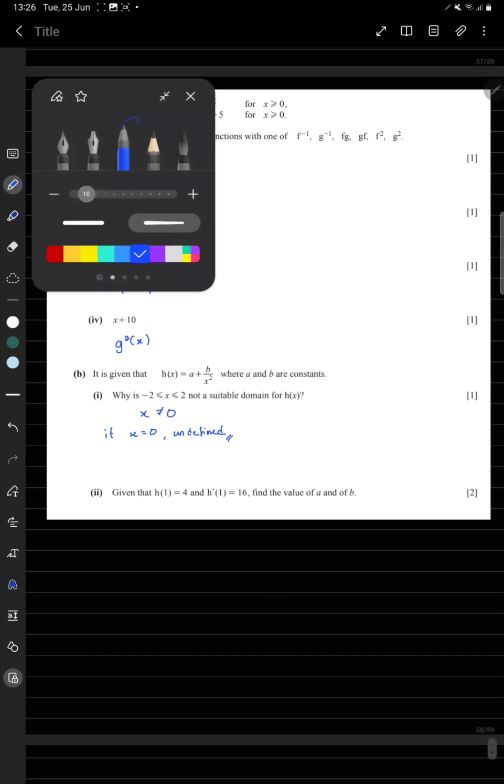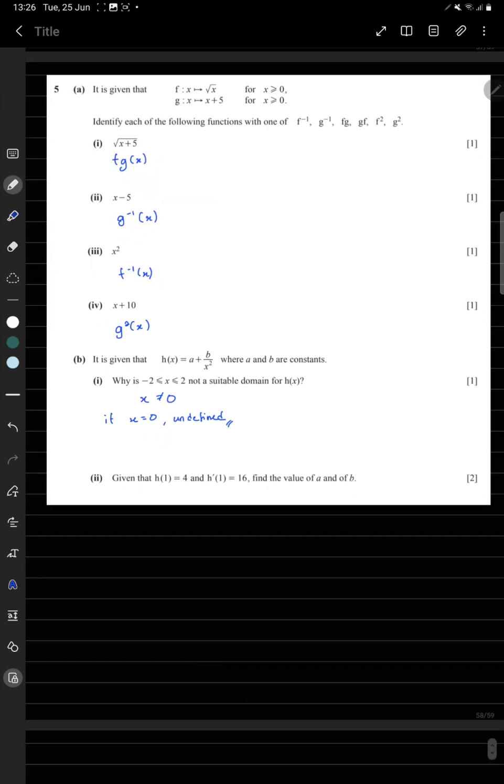Okay, now the last part, given that h(1) equals 4 and h'(1) is equal to 16. So we have h(1) is equal to 4. So h(1) is going to be a plus b divided by 1, which is still a plus b, equals 4. This is our first equation. And then our second equation would be h dash. So h dash means it is differentiating.